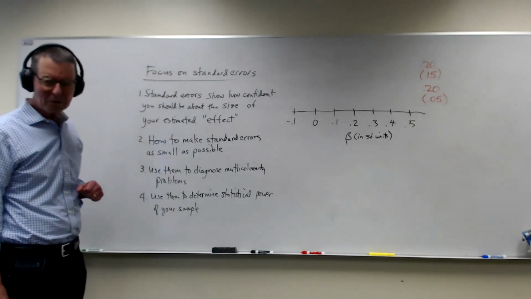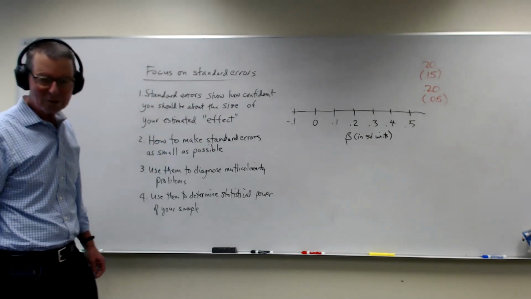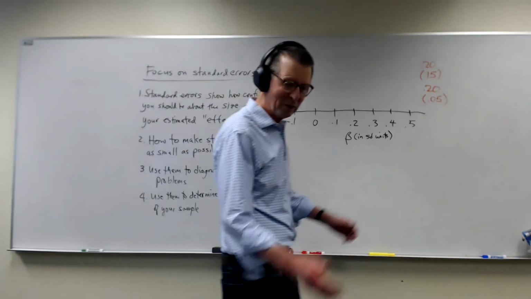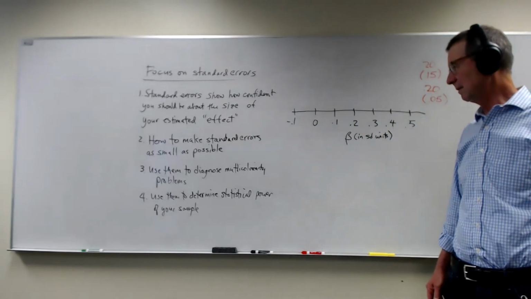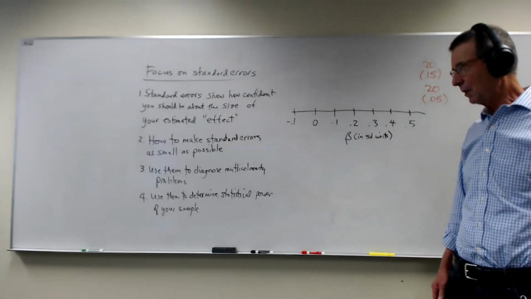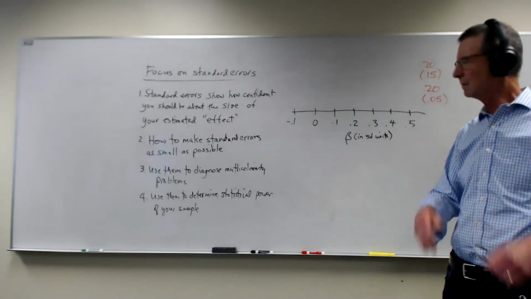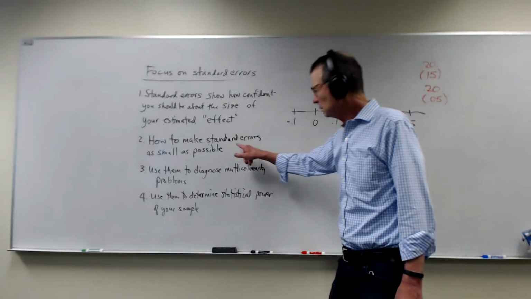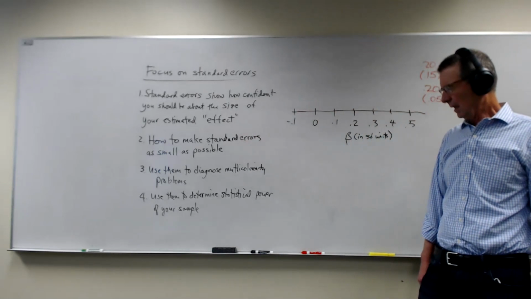So first off, obviously, they show how confident you should be about the size of your estimated effect, right? That's the confidence interval. Something that you learned last quarter. Obviously, also, you want that confidence interval to be as small as possible. So the question, how to make standard errors as small as possible.